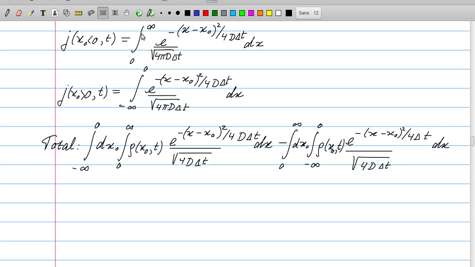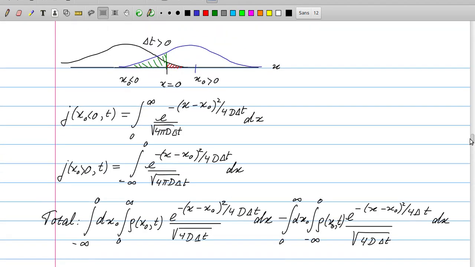We take the first expression, x0 being negative, and we integrate over all the possible positions. Here we multiply that by the density of particles at that position at time t, and then we wait for some time delta t, and then these particles are distributed according to the black curve, and this integral then calculates the red area for each of the particles starting off from the left. And then here we have the same expression, but then for x0 positive, and it has a minus sign because we are calculating now flux for particles going to the left.